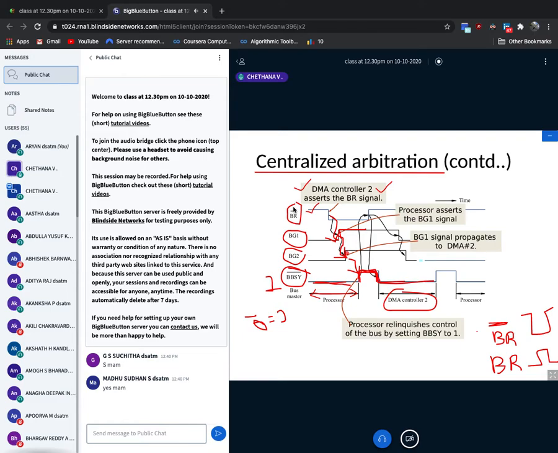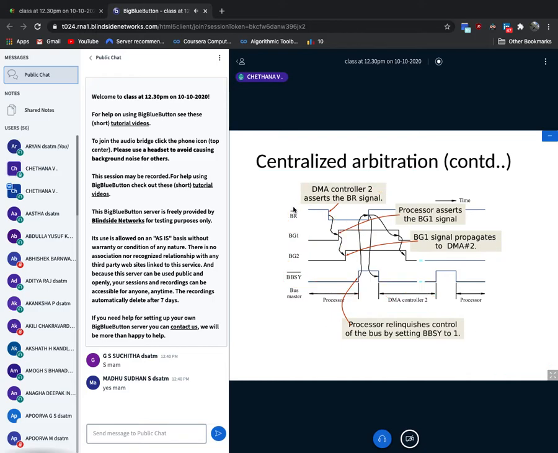Okay, same thing. First, the processor is utilizing the bus. Now somebody is requesting. Who is requesting? DMA controller 2 is requesting. I told you already, before DMA controller 2, we have DMA controller 1. That is why DMA controller 1 will receive the grant signal first. After that, DMA controller 1 gives the grant signal to DMA controller 2.